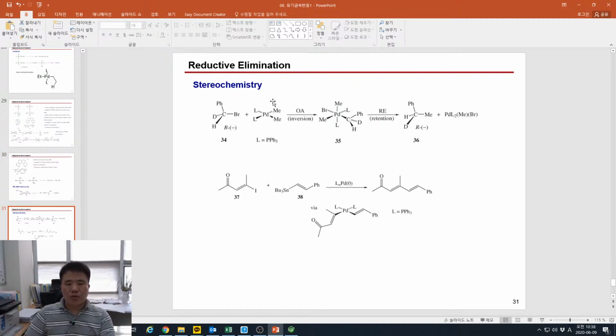How about stereochemistry? So as I told you, transition metal can attack the carbon and kick out the bromide, and bromide attacks the transition metal. So inversion is generated in oxidative addition. But in reductive elimination, only retention. So the reverse configuration is generated.